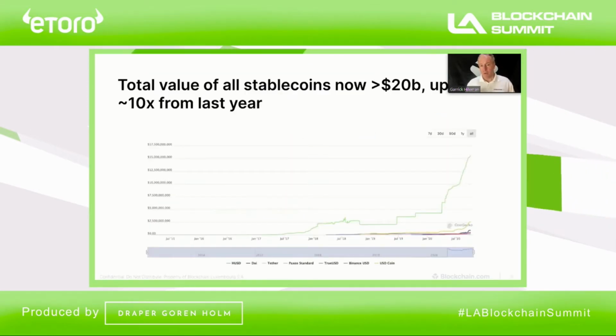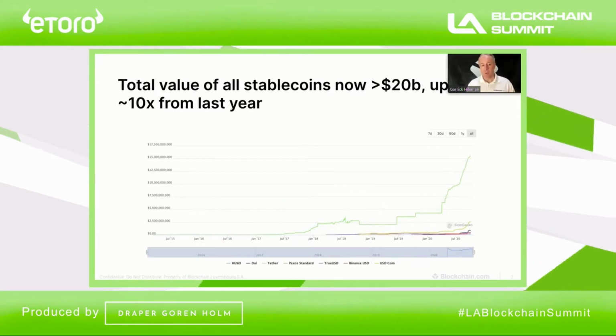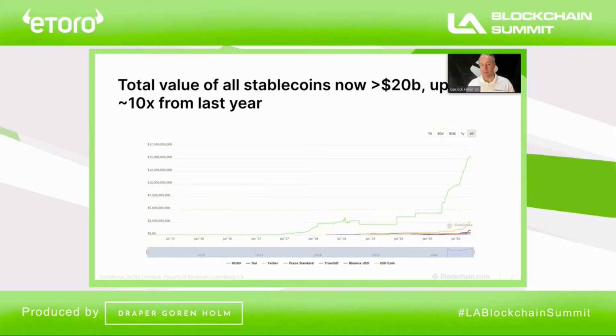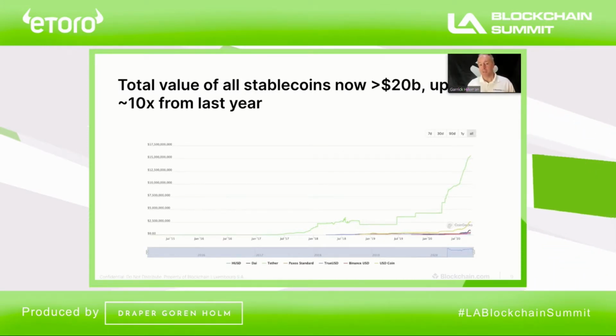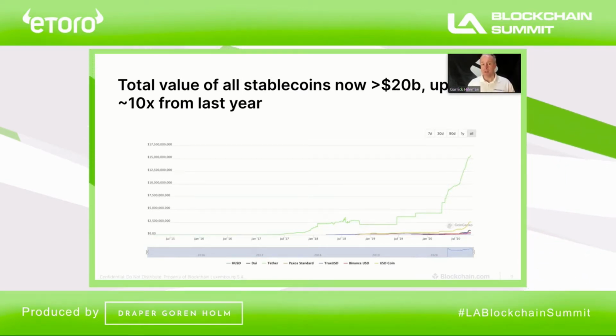So this year, stablecoins have continued their dramatic growth. We've just seen them double in total value from around 10 billion at the beginning of the summer to over 20 billion recently. And that's a 10x increase in the total market value of all stablecoins since last year. We've got Tether still representing the majority of that value at over 15 billion in value, but its market share dominance has slipped.